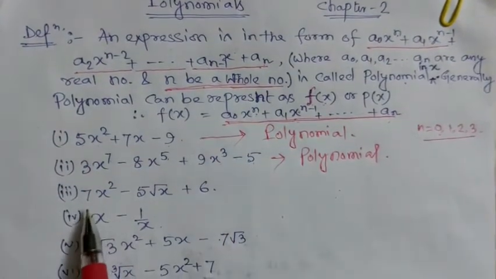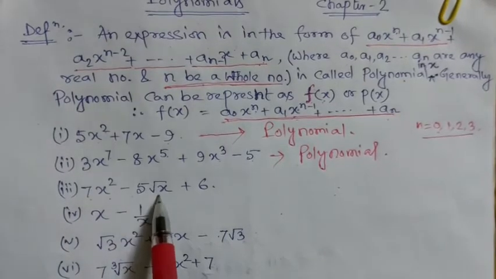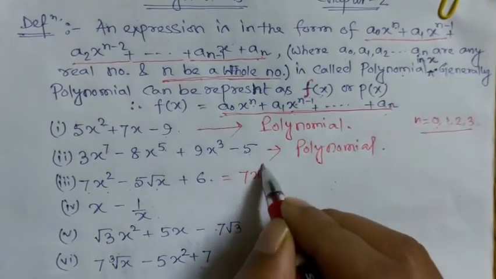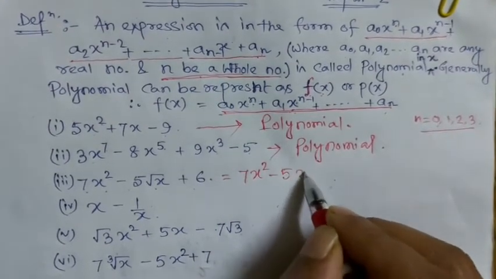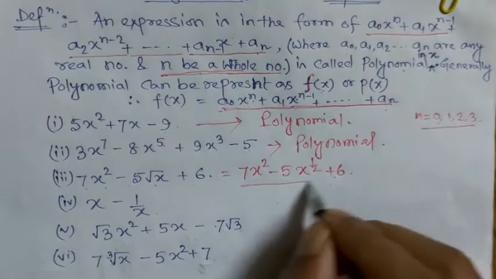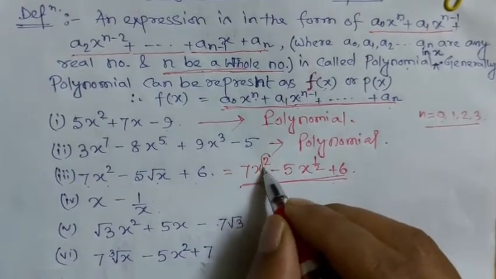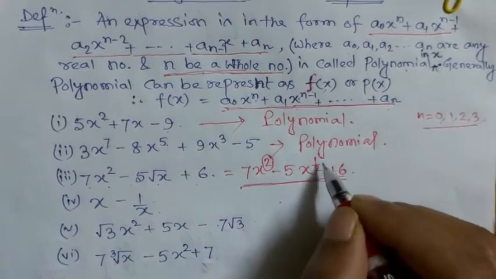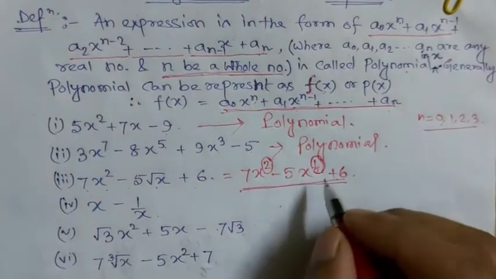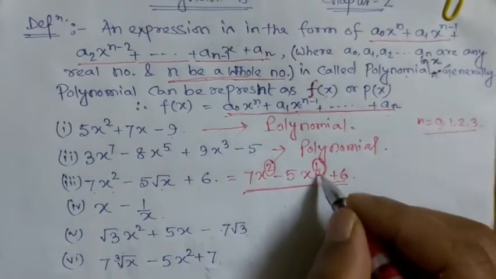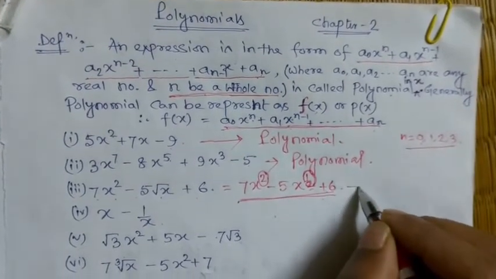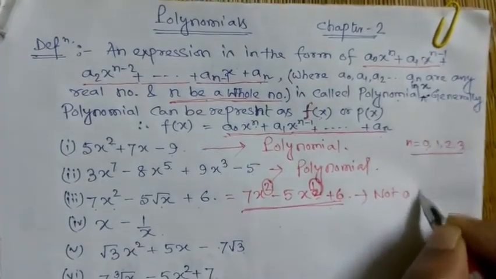Now number 3. Number 3 is 7x square minus 5 root x plus 6. This can be represented as 7x square minus 5 into x to the power 1 by 2, that is root x, plus 6. If you consider this, the power here is 2. So 2 is a whole number, there is no problem. Here the 1 by 2. So 1 by 2 is not a whole number. It is a fraction, or you can say a rational number also. So 1 by 2 is not a whole number. That's why this is not a polynomial.